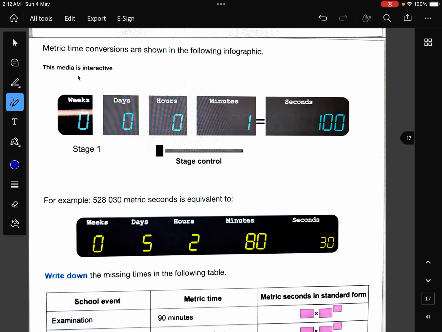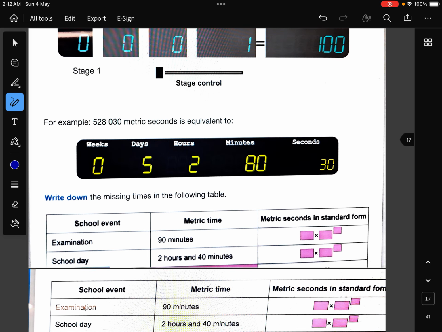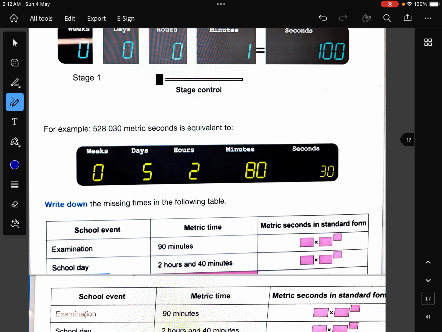And so the following question is about trying to convert from minutes into seconds, which is basically 1 minute being the equivalence of 100 seconds, and they show you an example of how you could convert: 528,030 metric seconds is the equivalence of 5 days, 2 hours, 80 minutes, and 30 seconds. So the following question is really just simply converting from a metric time into the metric seconds.